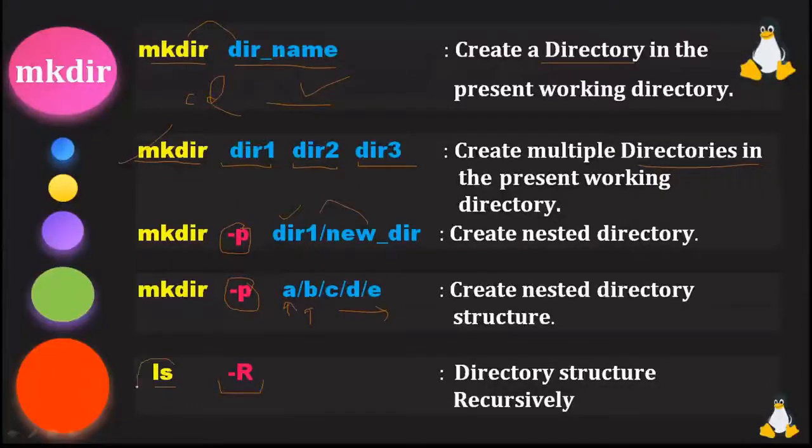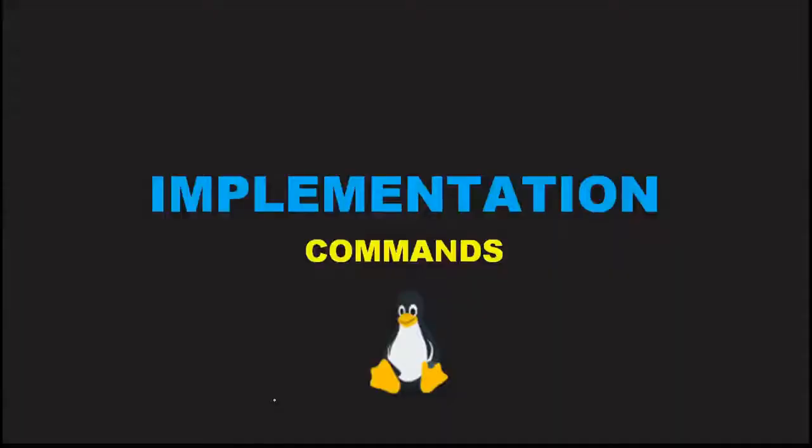And as we know, the ls command is used to list all the files and directories. So if you just write ls, it is going to give you all the files and directories available in your home directory. But if you write ls space -R, it is also going to show you the recursive or hierarchical nature of the different directories that we have.